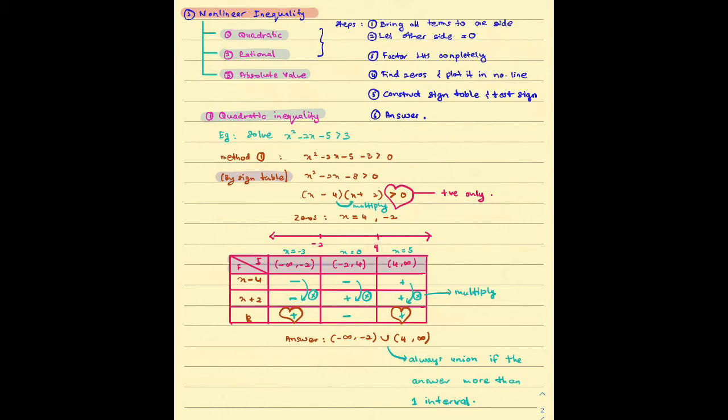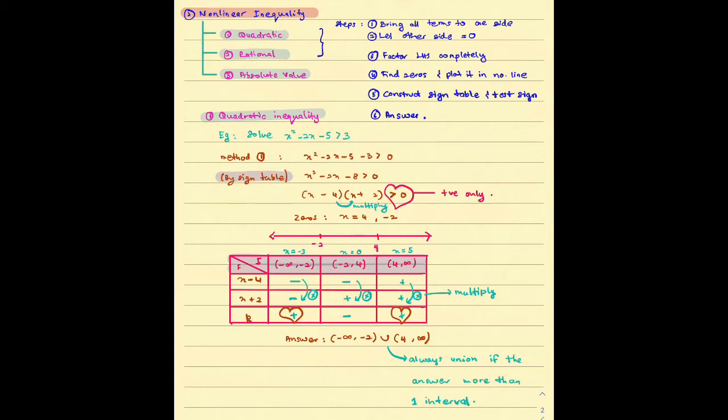Because when x is equal to 4, 4 minus 4 is 0, and then 0 times 6 is 0. So the left hand side is 0 again. 0 is greater than 0? So this is a false statement. That's why we need to exclude the zeros. Okay, and then choose one value that lies in each interval.